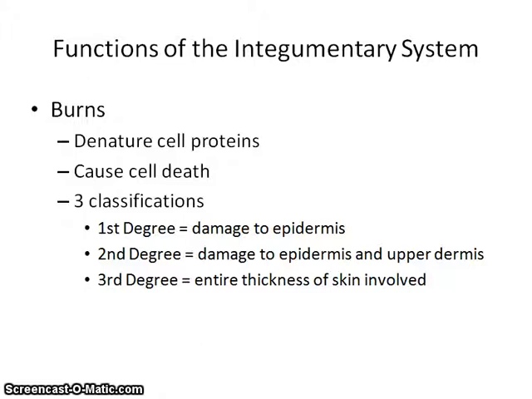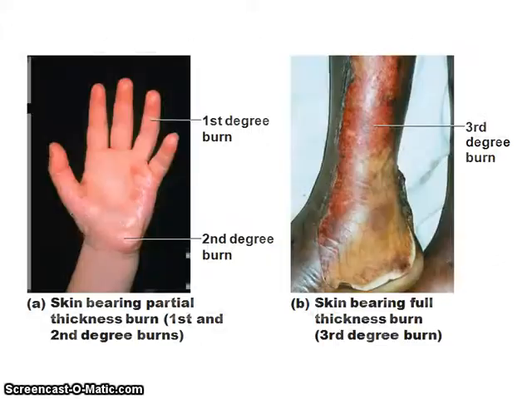Lastly, we have the types of burns. So burns are cell death. There's 3 classifications. These have changed a little bit depending on what textbook you're reading, but for now we'll just call it 1st, 2nd, and 3rd degree burns. The 1st degree is damage to the top layer, just the epidermis, so that'd be like a sunburn. The 2nd degree is affecting all of the epidermis and just the upper dermis, and the 3rd degree is the entire thickness. This next picture is not the most pleasant, but we'll take a look.